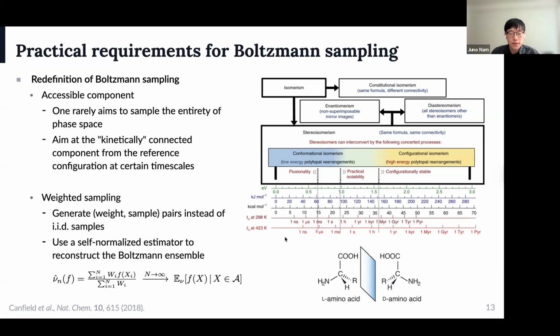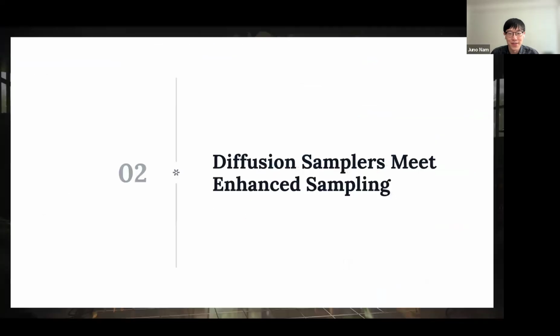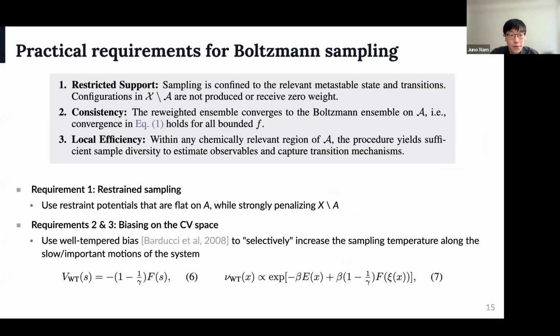ensemble. So now, since we have laid out the practical requirements for the Boltzmann sampling that we want in chemistry, we will discuss how to realize this by employing enhanced sampling mechanisms in diffusion samplers. So this is a translated version of the previous requirements into a formal setting.